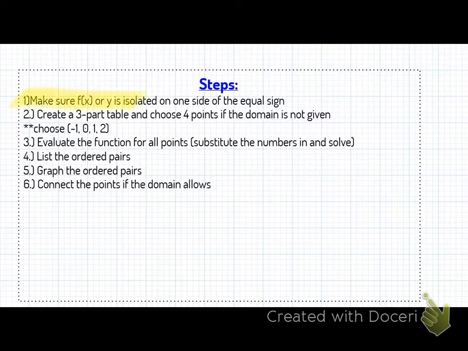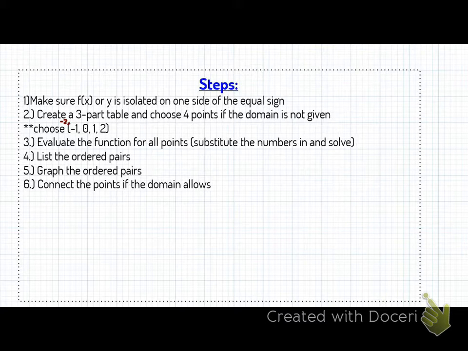The first step is make sure your f of x or y is isolated on one side of the equal sign, meaning it's by itself. Next thing you want to do is create a three-part table and choose 4 points. It gives you these, but I would even say that you should include -2. So put 5 points. It's okay. The more points, the better, and it's not because it's busy work. It's just because you understand it better. You have a better idea.